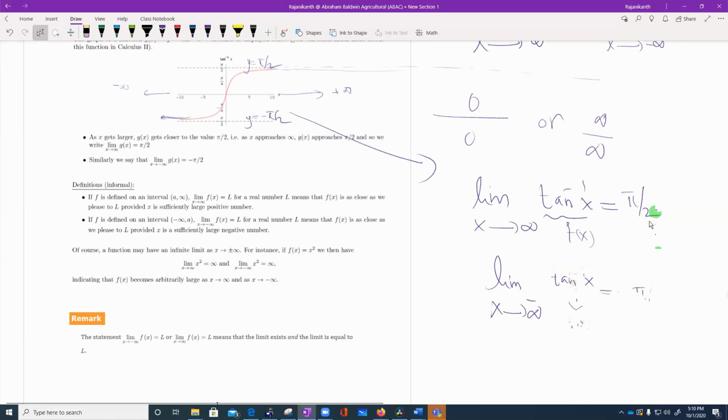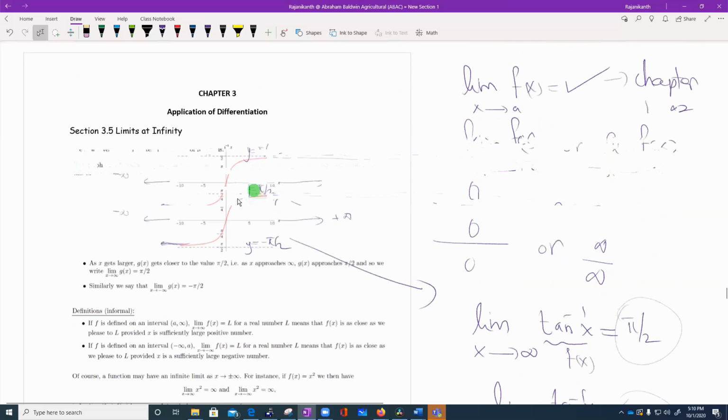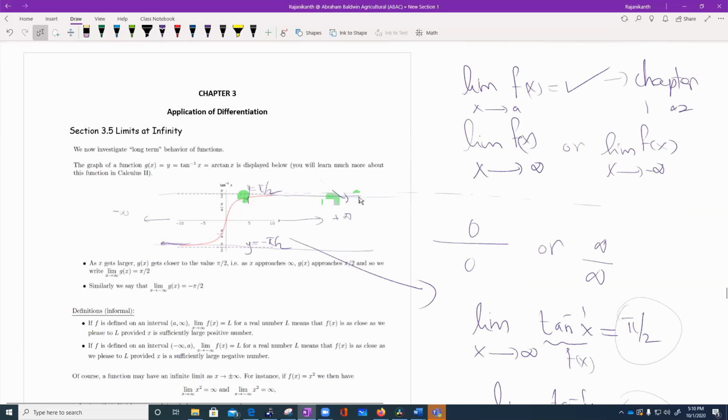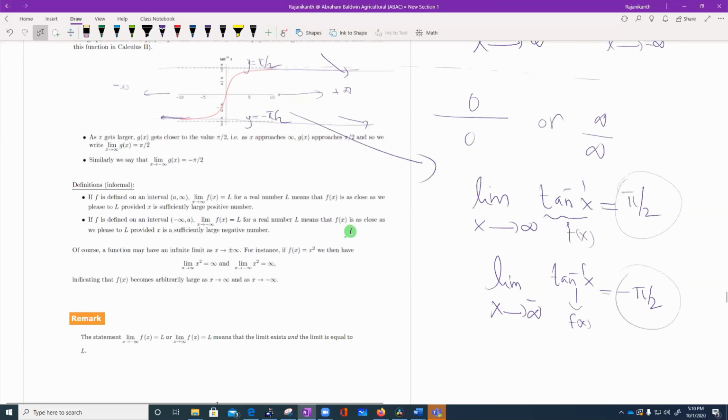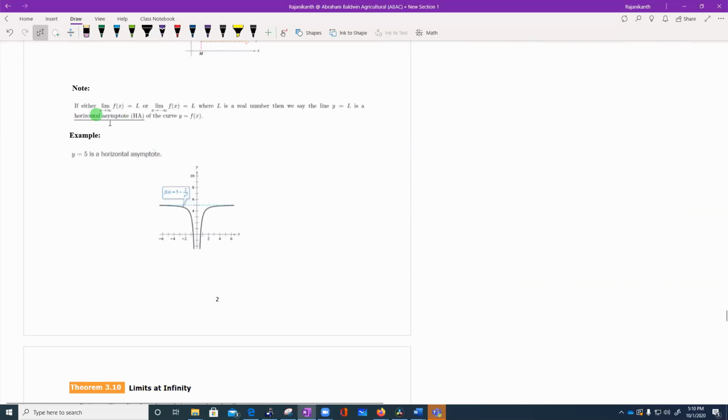Now remember, you are getting two good numbers, right? So these are nothing but two lines. Those lines are, of course, horizontal lines. So these lines are called horizontal asymptotes. That's what this definition says. So if you are asked to find the horizontal asymptotes, you are looking for the y value, function value, a real number, when x approaches either positive infinity or negative infinity.